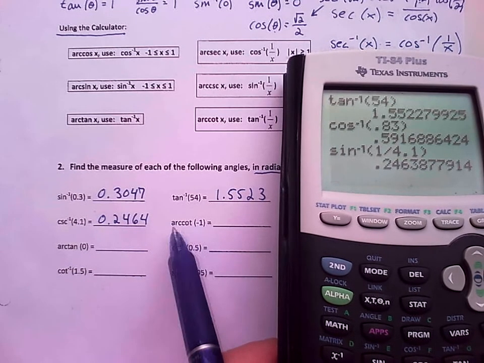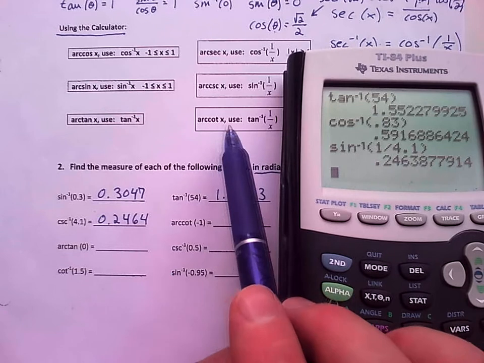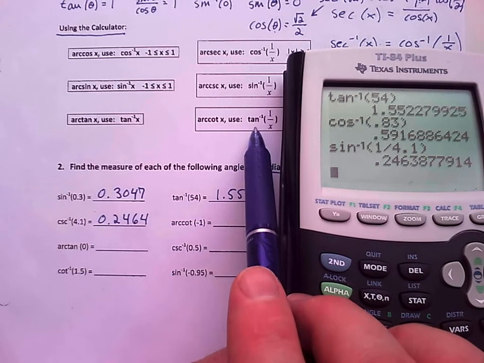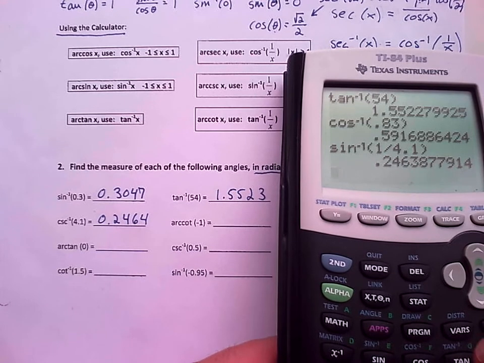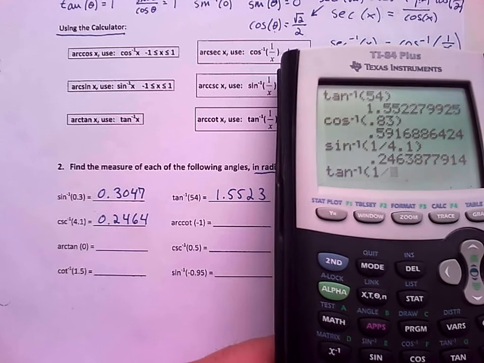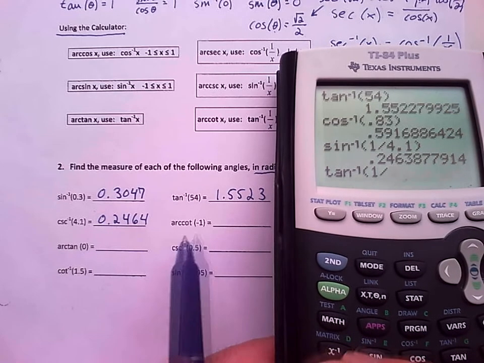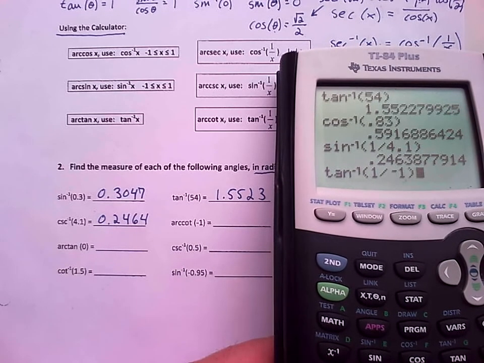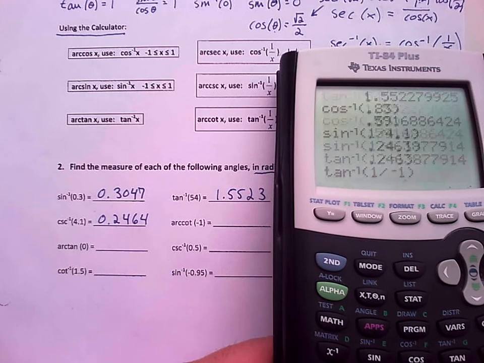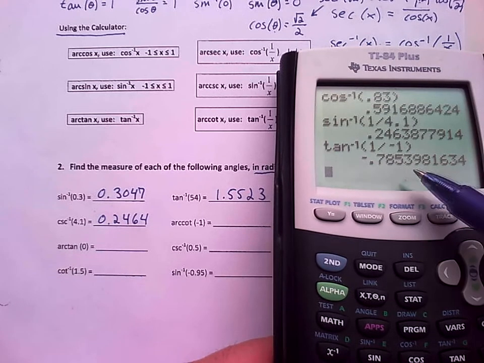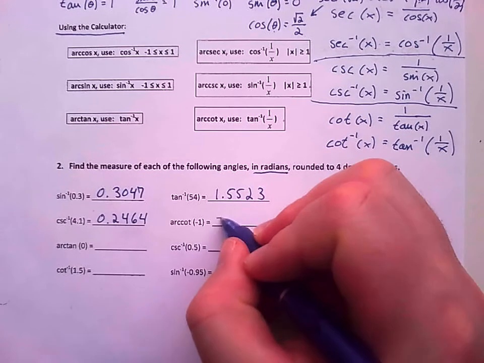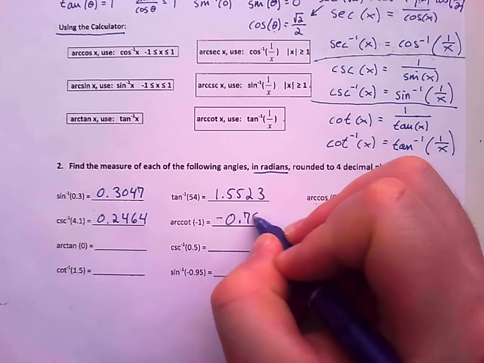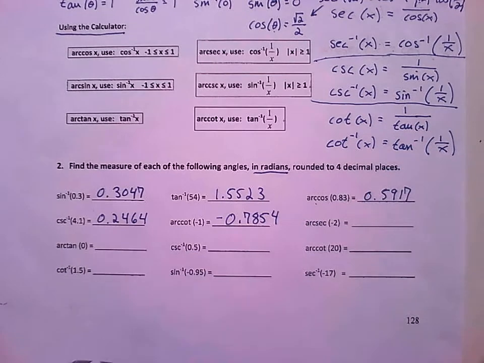Same thing holds true for the arc cotangent. For the arc cotangent, it's telling us to use the arc tangent of 1 over what we're plugging in to the arc cotangent. So we're going to have second tangent of 1 divided by -1. Now, if we hit enter, we're going to get that this comes out to -0.7854.